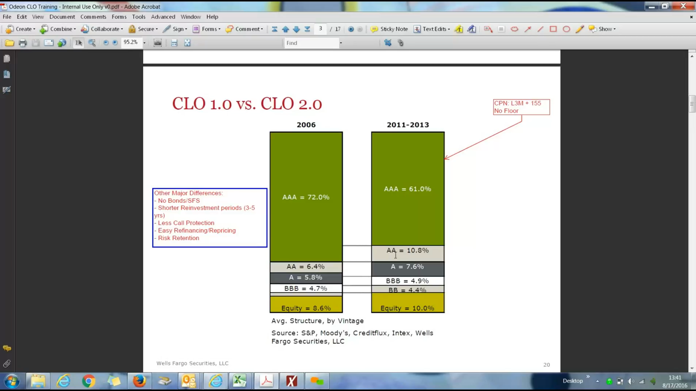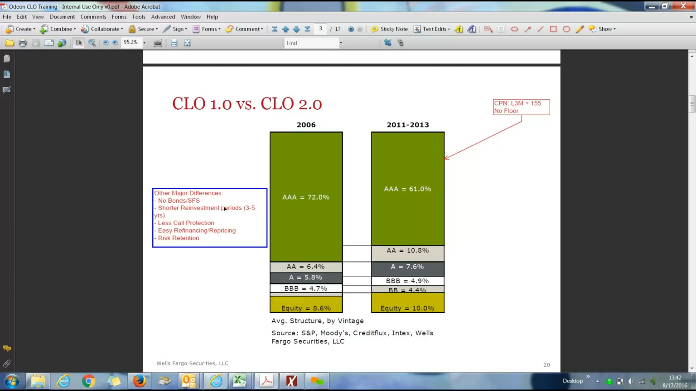because now they issued AAs that are 10.8% of the deal when they used to be 6.4%, for example. And then they also threw in triple Bs, double Bs. They also threw in single Bs. Whereas before, there was like a smidgen that used to be above the equity and below the investment grade triple Bs. So anyway, that's the real big difference.